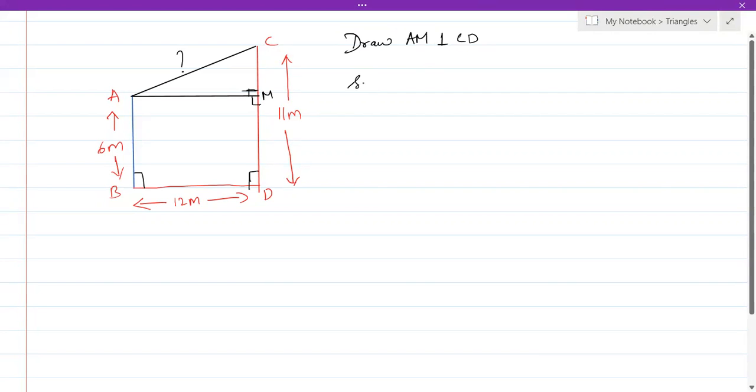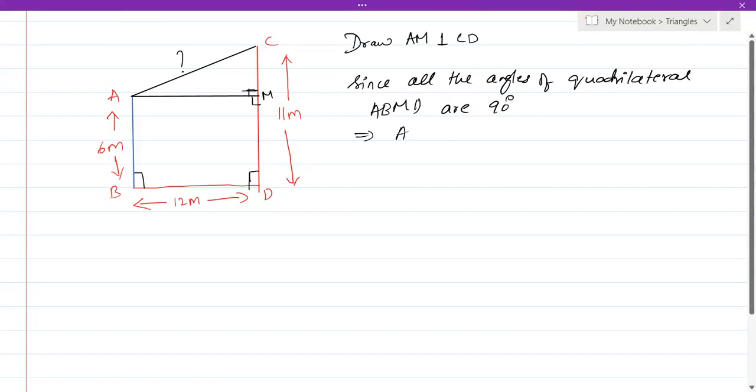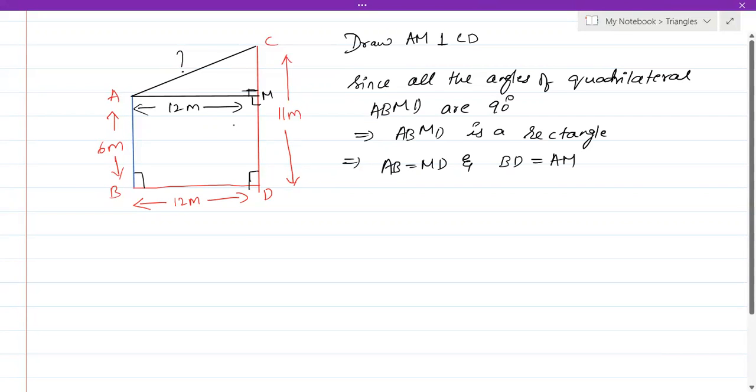Now since all the angles of quadrilateral ABMD are 90 degrees, it implies ABMD is a rectangle. It doesn't become a square because all the sides are not equal. All the angles are 90 degrees, therefore it becomes a rectangle, which implies AB will be equal to MD and BD will be equal to AM. So that is AM value will also become 12 meter, and here it becomes 6 meter.